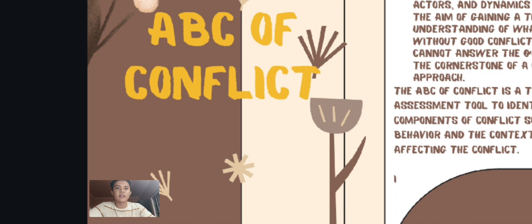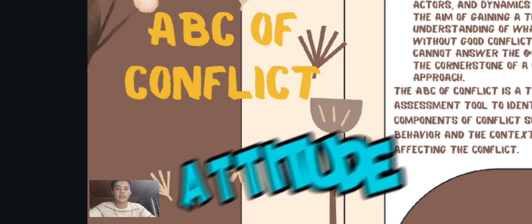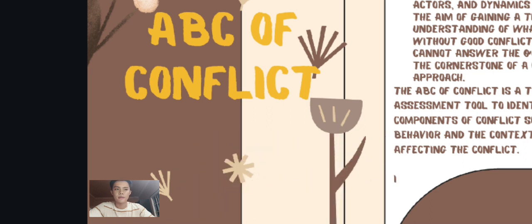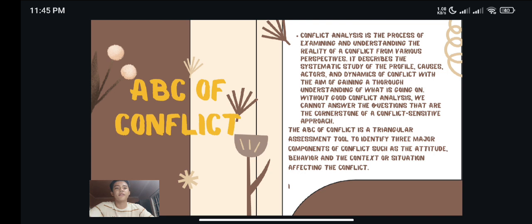The ABC conflict is a triangular assessment tool to identify three major components of conflicts: the attitude, behavior, and the context or situation affecting the conflict. In a conflict, the violent behavior we see has its own roots in people's attitude and political economic context. The ABC triangle is a simple framework for exploring the impact and cause of conflict. You should complete one triangle for each of the major groups involved in the conflict.